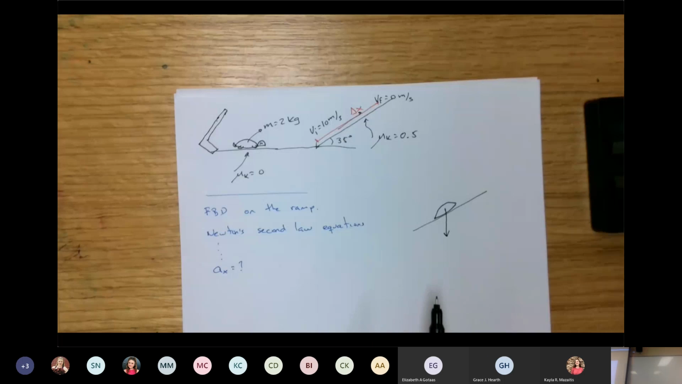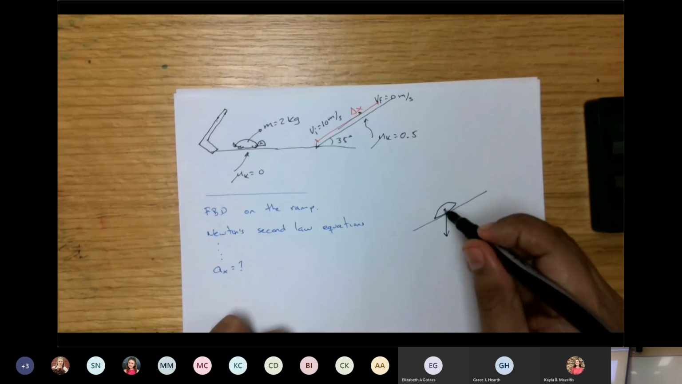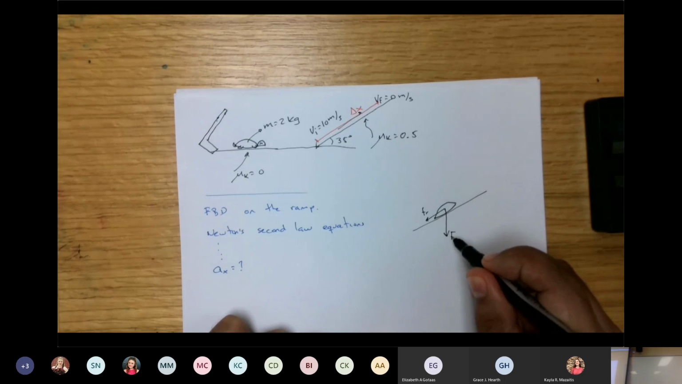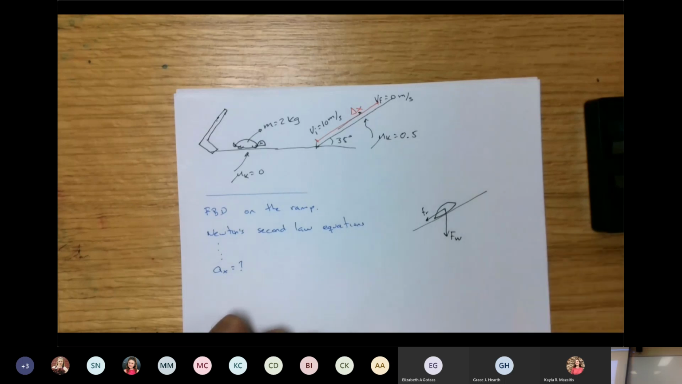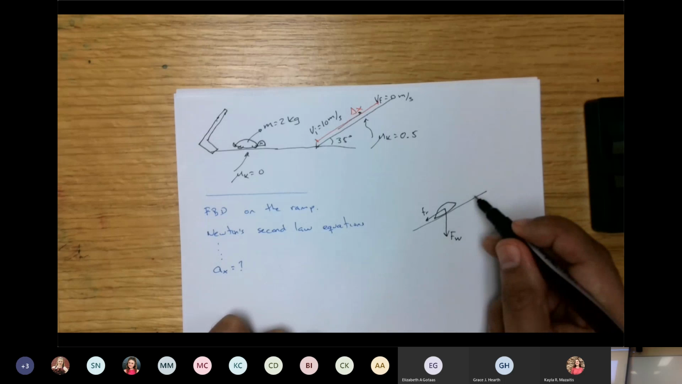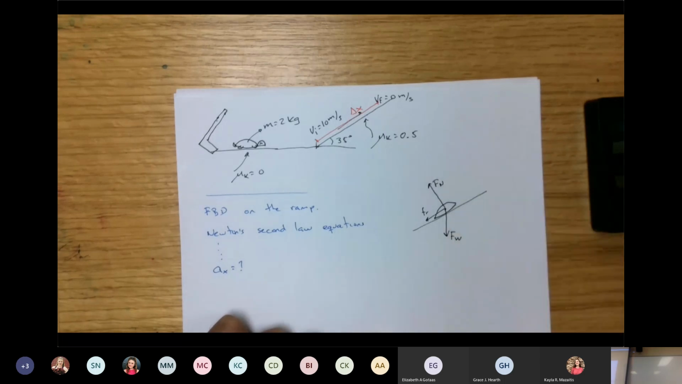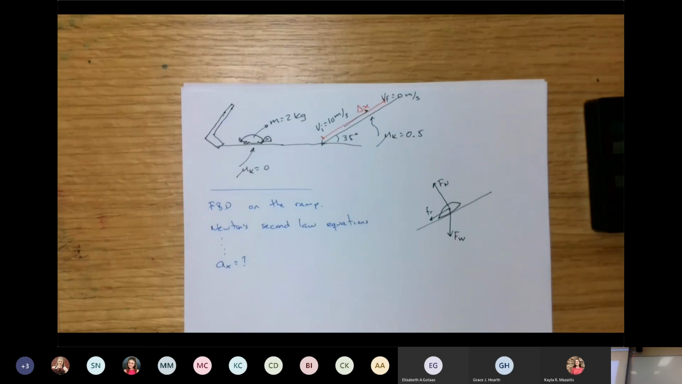Friction: if the turtle is moving up along the ramp, then friction has to go in the opposite direction. So friction is going to go in this direction. This is going to be the weight. And the normal force is going to be perpendicular to the ramp. So it's going to go like this. Okay, so those are the three forces. There's no applied force. There's nothing pushing the turtle upward. It's just the inertia that it had at the beginning that keeps the turtle going up.